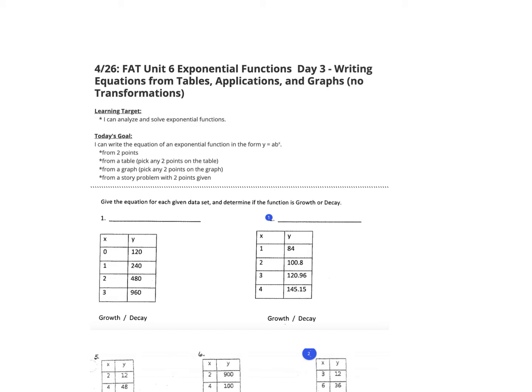In this video, we're going to take a look at tables, at ordered pairs, at graphs, and the Go Formative will have story problems, all dealing with, hey, here's 2 points, or maybe more than 2 points, how can we write an equation? Specifically, an exponential equation or function.